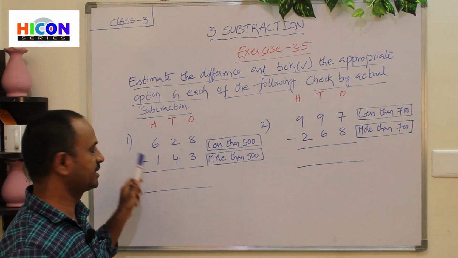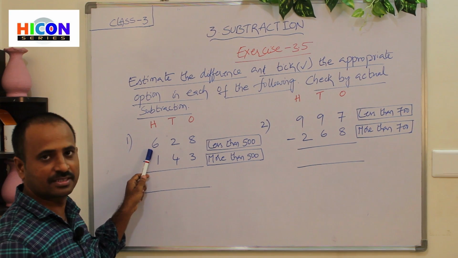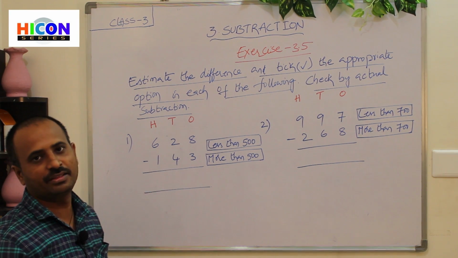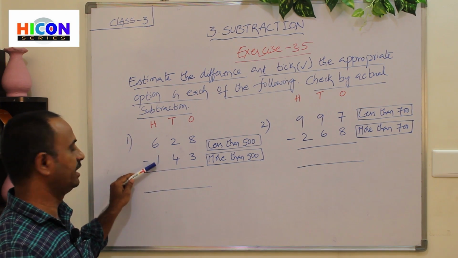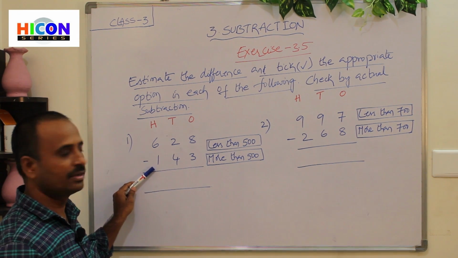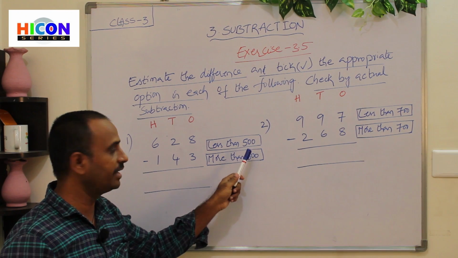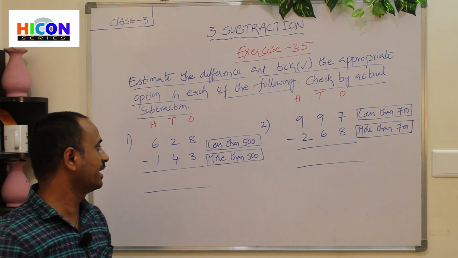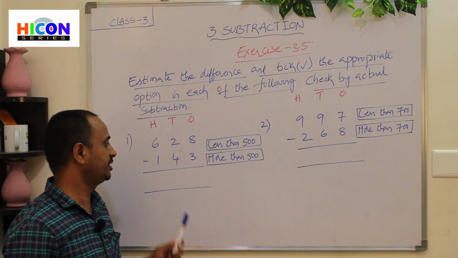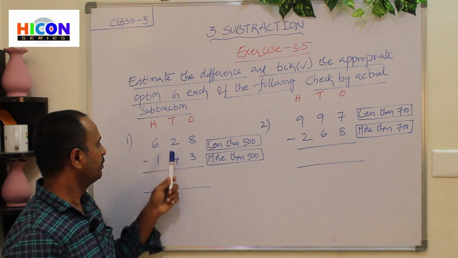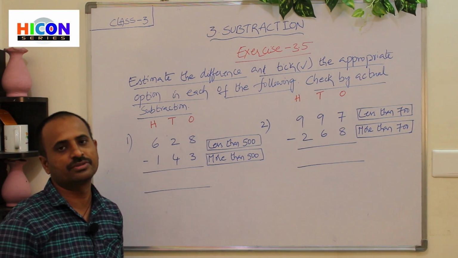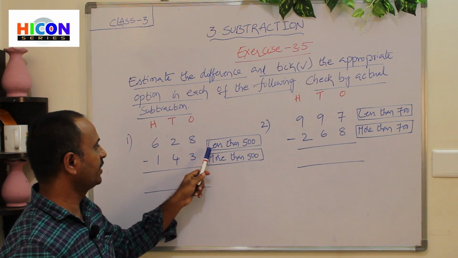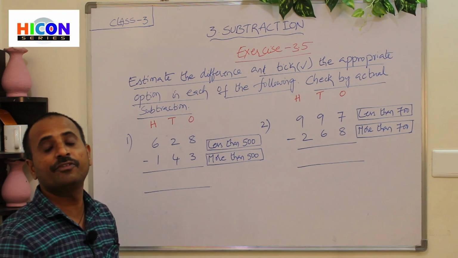So there are two numbers given. The first number is 628 and the second number is 143. Now we have to estimate the difference of these two numbers, whether it is less than 500 or more than 500. And again we have to check our estimation by doing actual subtraction also.